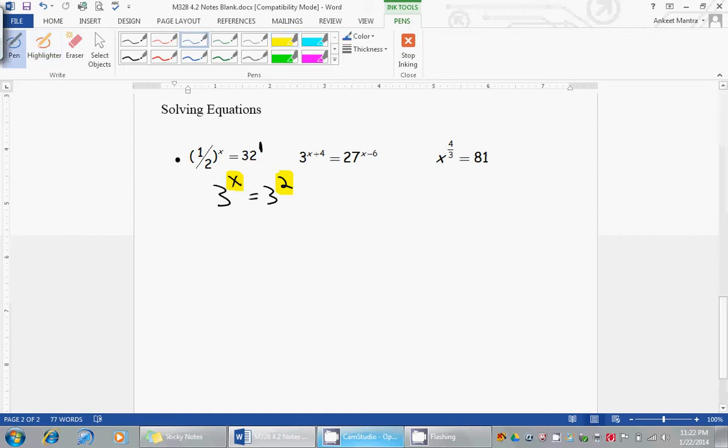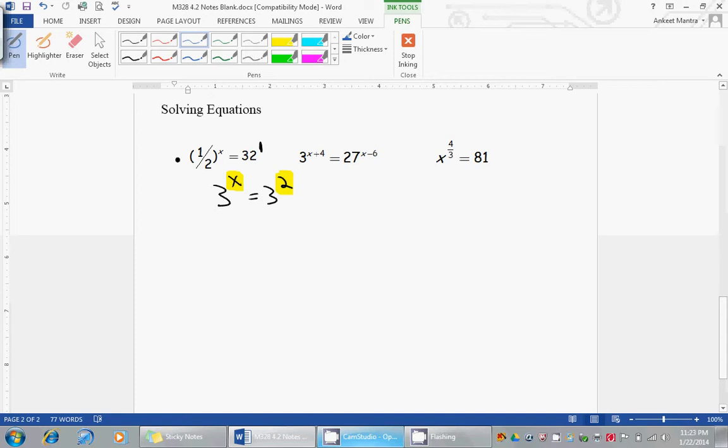1/2 to the x power equals 32 to the first power. Can I think of a common base for both of these? Or in other words, how can I rewrite 1/2 and 32 so that they have the same base raised to some other exponent?